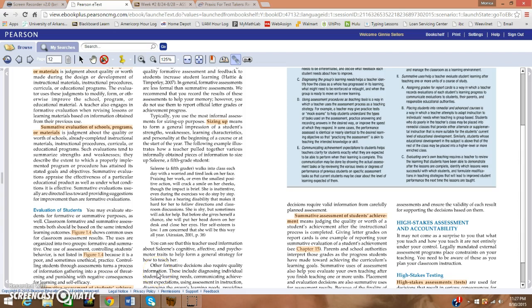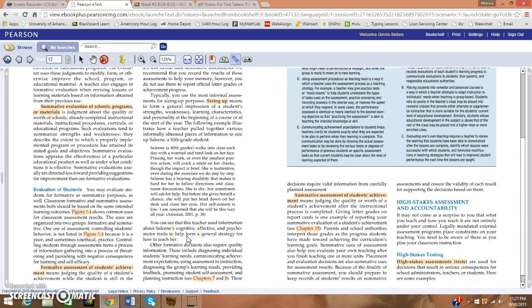So the formative, the student is still in the process of learning, and then summative is after the learning is done. And then we have a vocabulary word here, sizing up, which means to form a general impression of a student's strengths, weaknesses, learning characteristics, etc. And then as we move on, there's high stakes assessment and accountability, and it just lets us be aware of external assessment programs.